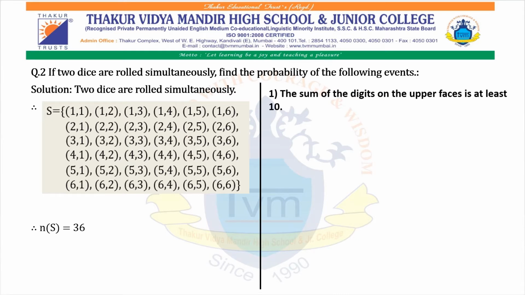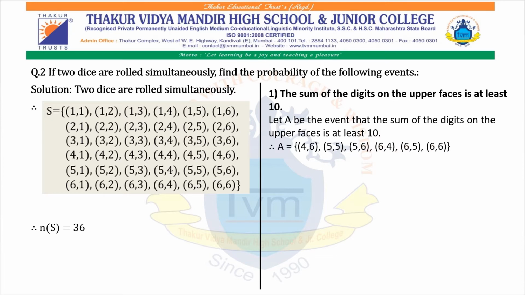Let's see the event. The sum of the digits on the upper faces is at least 10. Let A be the event that the sum of the digits on the upper faces is at least 10. Therefore, A = {(4,6), (5,5), (5,6), (6,4), (6,5), (6,6)}. Therefore, n(A) = 6.